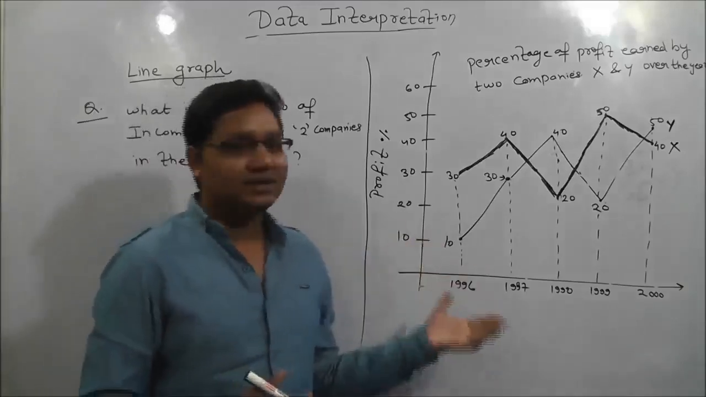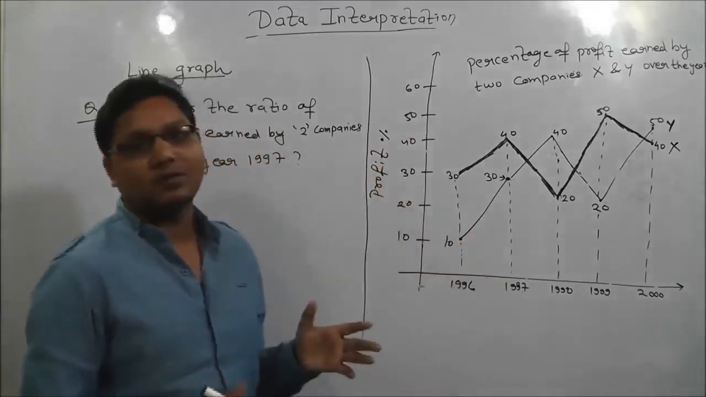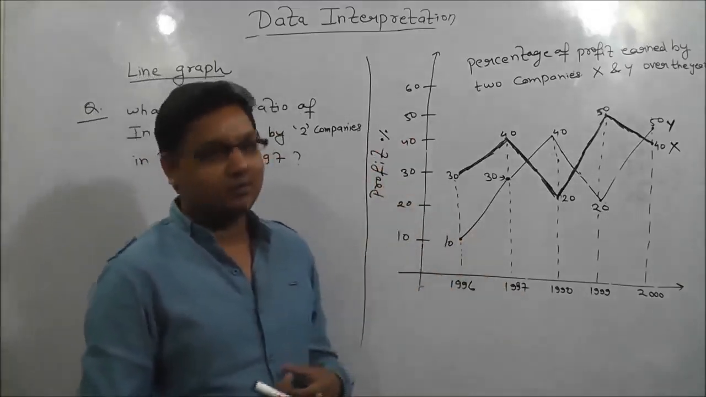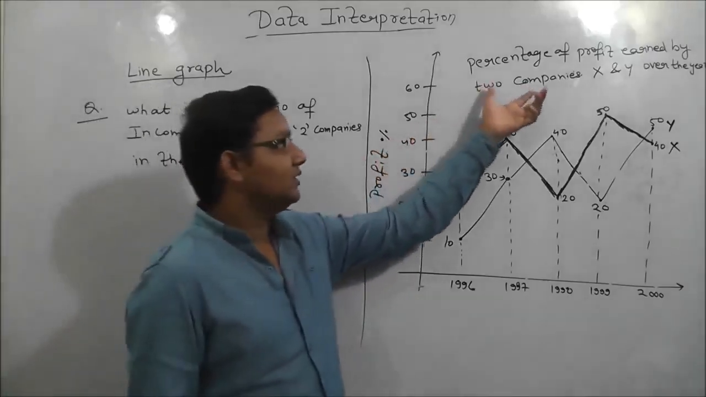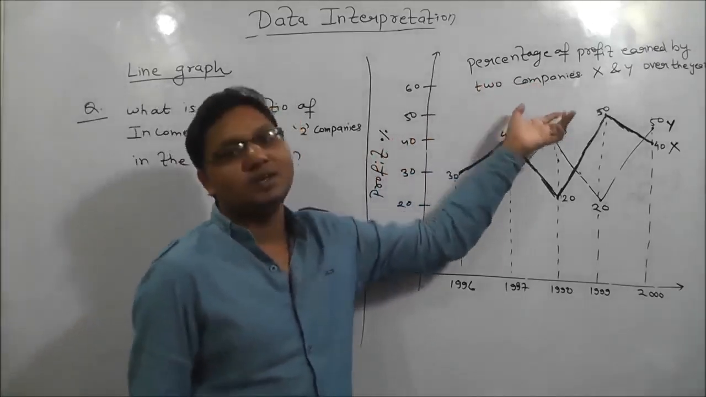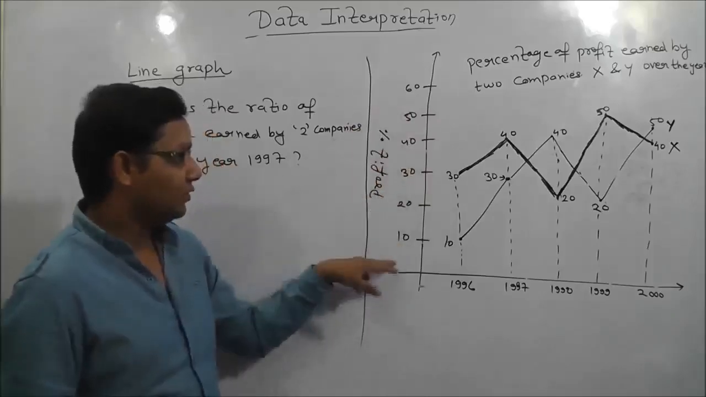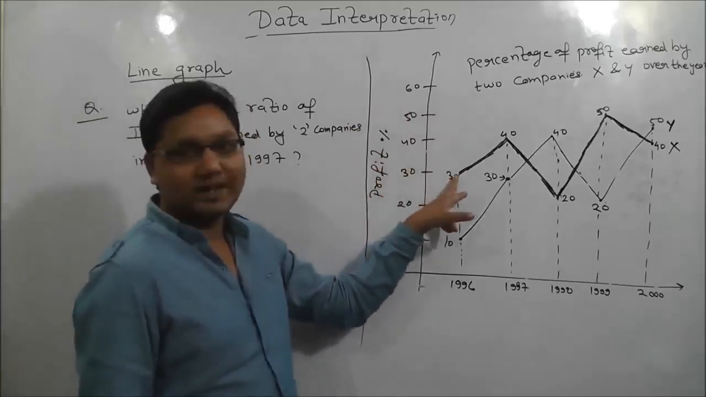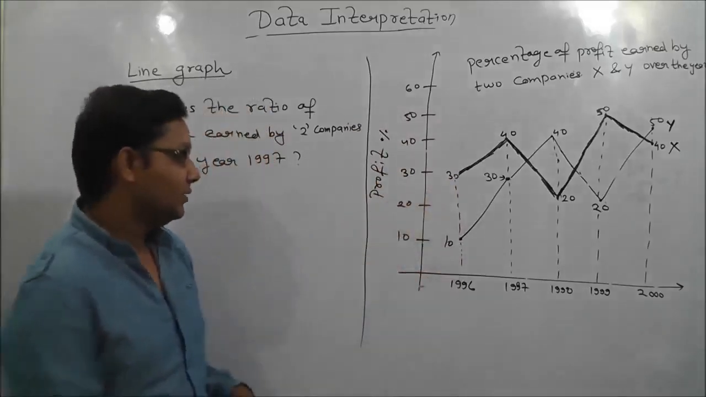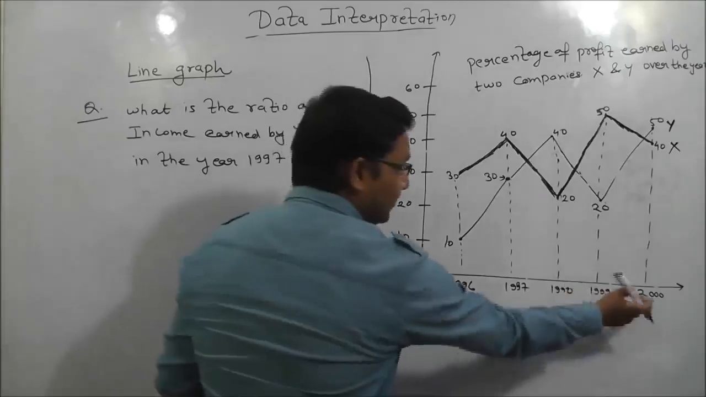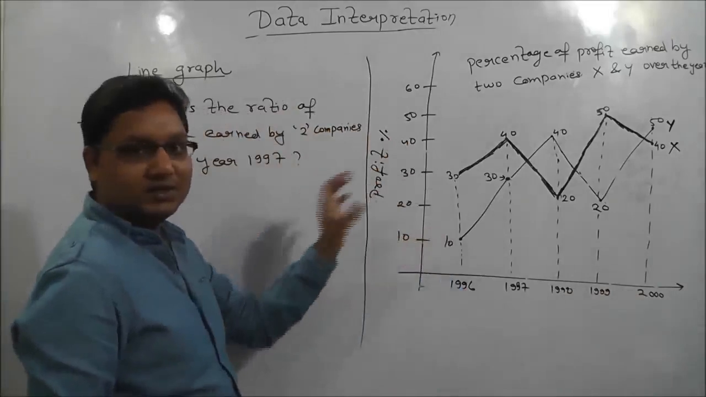Okay, so in line graphs questions, let us first see the diagram and then we will solve the 5 questions based on that diagram. The diagram shows the percentage of profit earned by two companies X and Y over the years. These are the profits given, and these are the two companies: the dark one is X and the light one is Y. These are the years given. This is the understanding of the diagram.